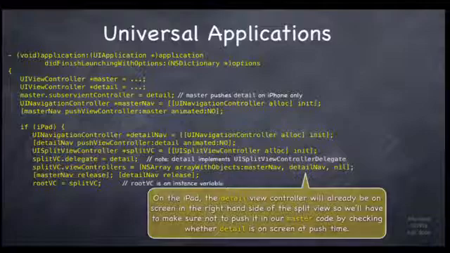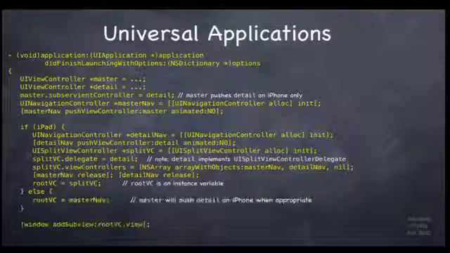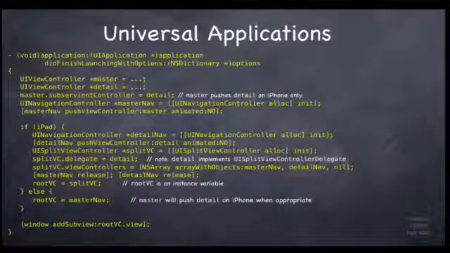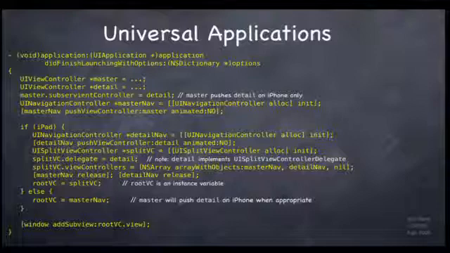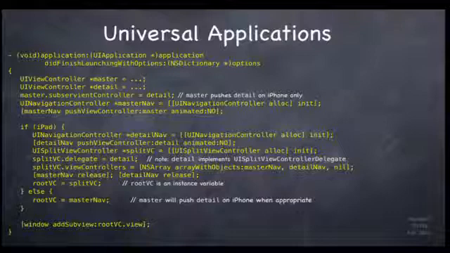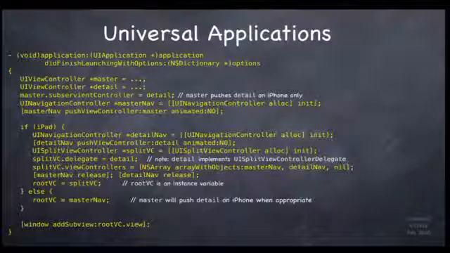Then if it's not iPad, I'm just going to take the master navigation controller and put it as the root view controller. I'm missing a return yes at the end here, but whatever. So you can see that I have this root VC instance variable, and I either set it to be the split view controller or the navigation controller of the master, the left-hand side view, and then I use that to do the add subview at the end.